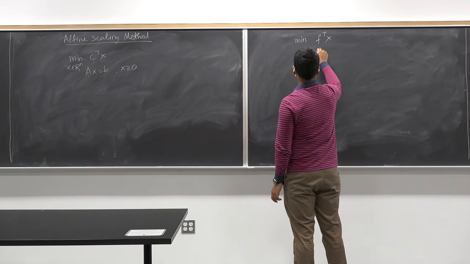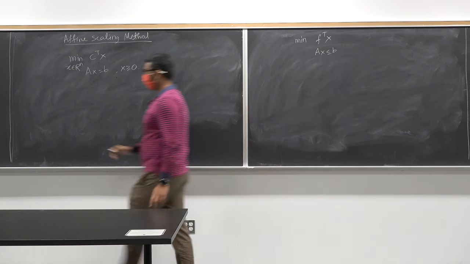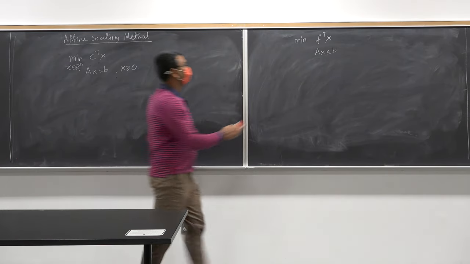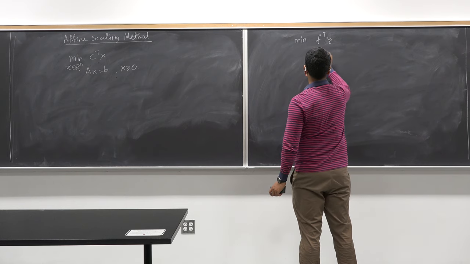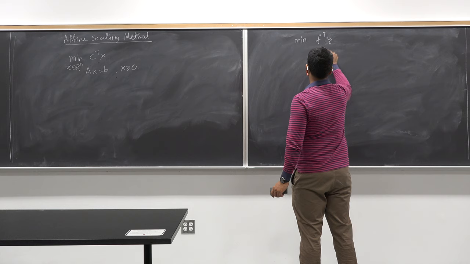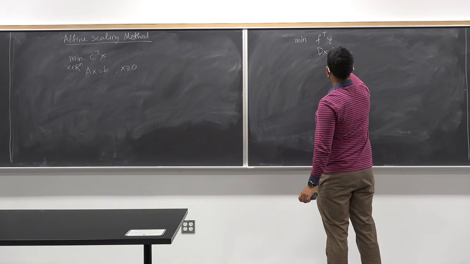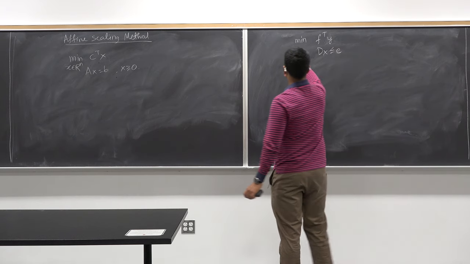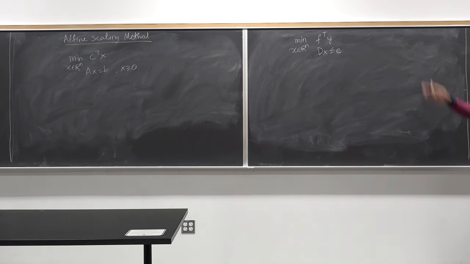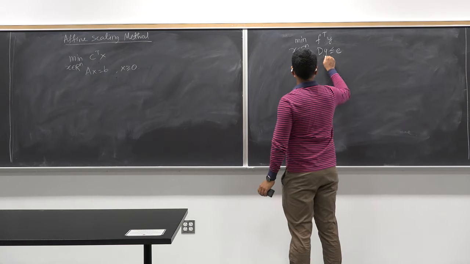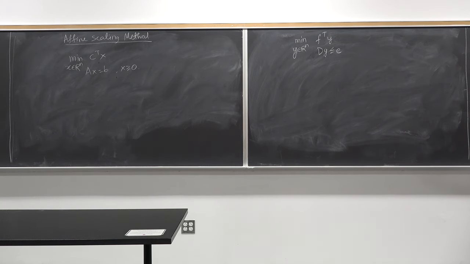minimize f transpose x such that Cx is less than or equal to d. No, I don't want to use x, I want to use y. f transpose y, c is already used. Dy is less than or equal to e. And y is in Rn. So this is the problem that's given to me.